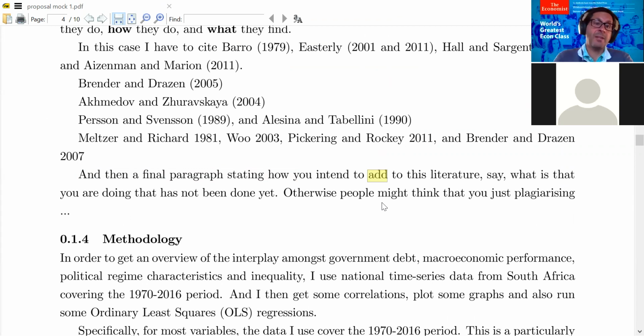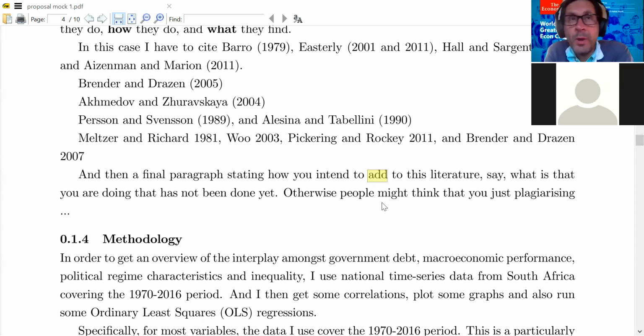That is to say, what is that you are doing that hasn't been done yet, right? Is it because you are doing South Africa and the previous studies using South African data, they were boring and unproductive and conducted by people from Stellenbosch? I don't know. You have to come up. It's your paper. It's your subject, right? You have to tell us how is that you are adding to this literature.